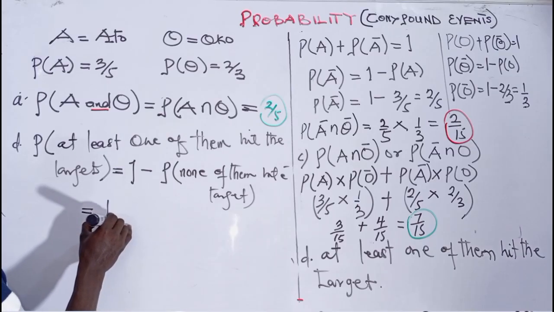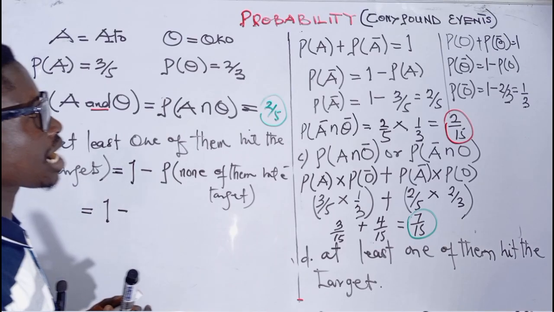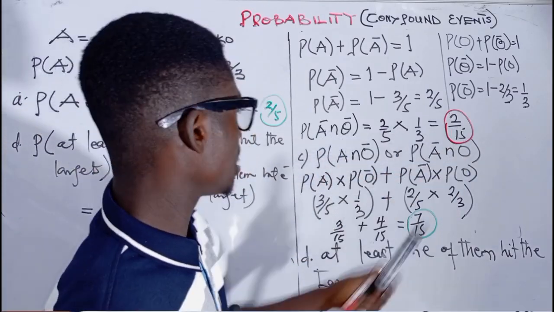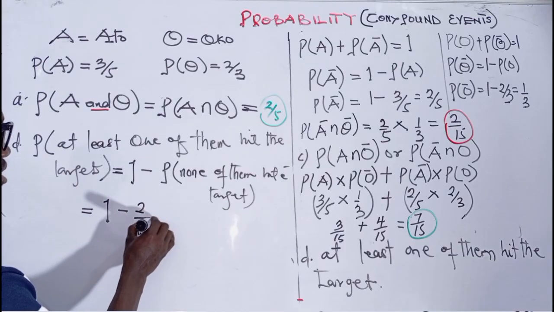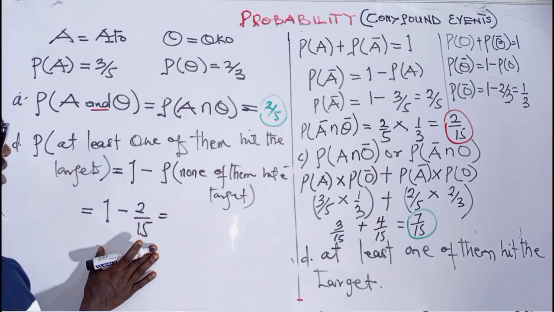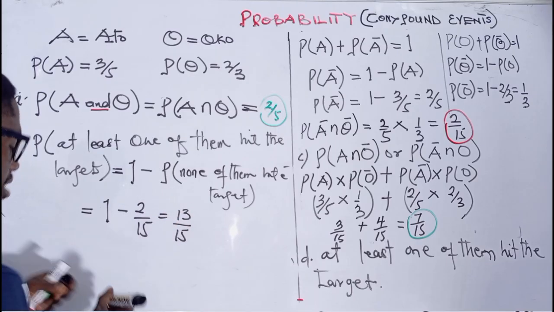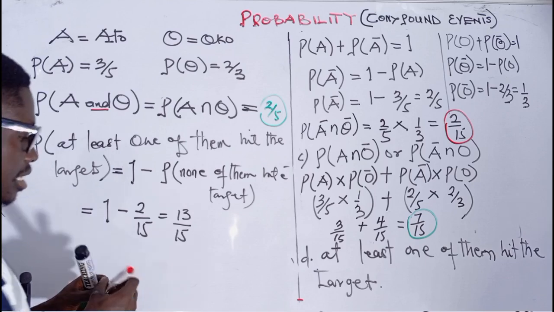So we have 1 minus none of them hit the target. I think we have already looked at that one. So this is none of them hitting the target, and then we had 2 all over 15. So we have 2 over 15. When you do your subtraction, you are going to get 13 all over 15. So the probability that at least one of them hits the target is 13 all over 15.